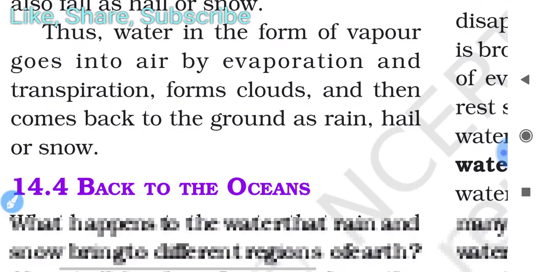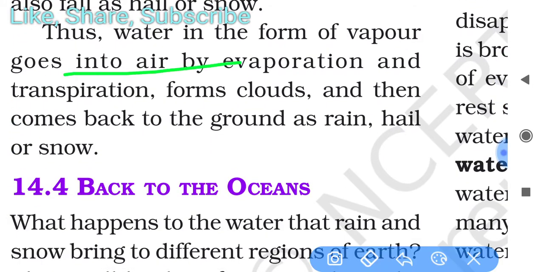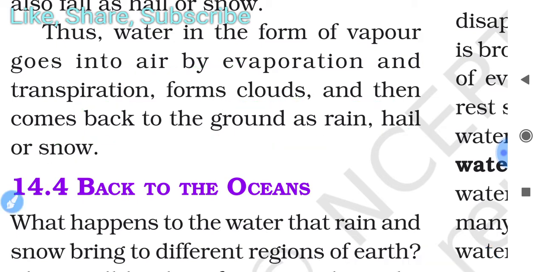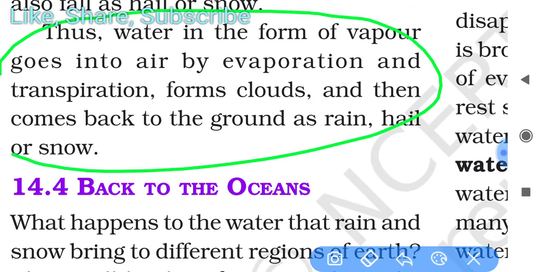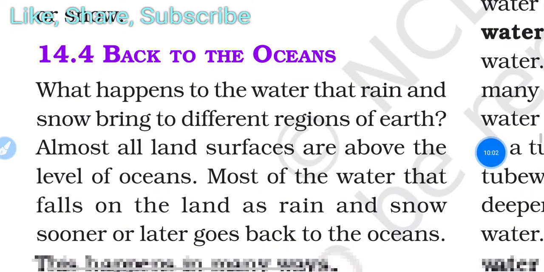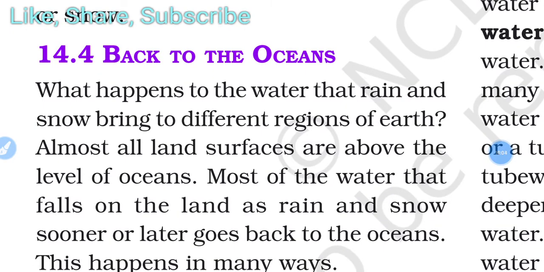Thus, water in the form of vapor goes back into the air by evaporation and transpiration, forms clouds, and then comes back to the ground as rain, hail, or snow. So now we get the answer to what happens to the water when it evaporates, and how it comes back to the earth again. It forms clouds and then comes back to the ground as rain, hail, or snow, and then this water goes back to the ocean.